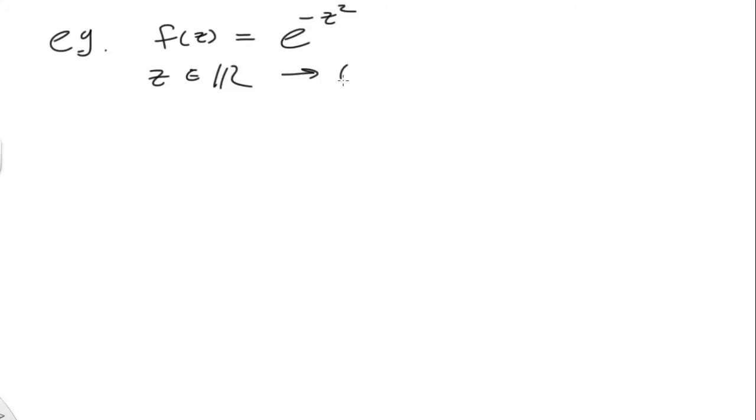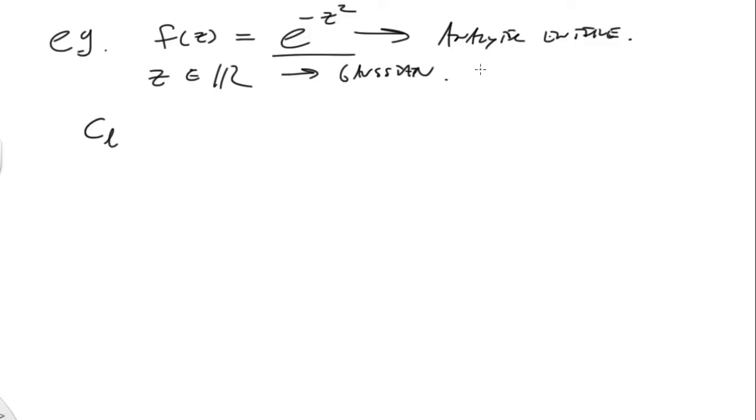All right, so let's now just talk about an example. Let's talk about the function f of z is equal to e to the negative z squared. For z an element of the reals, this is, of course, a Gaussian. Now, we know this is analytic, entire.